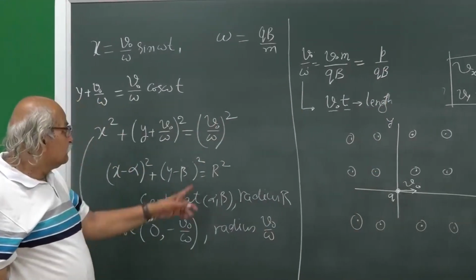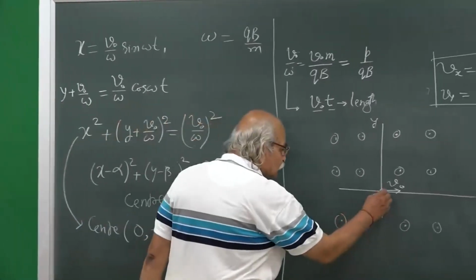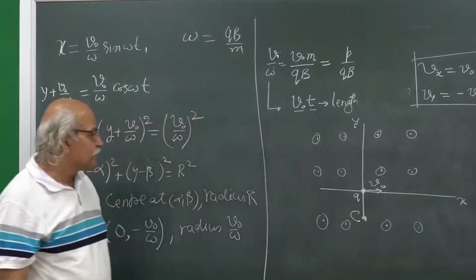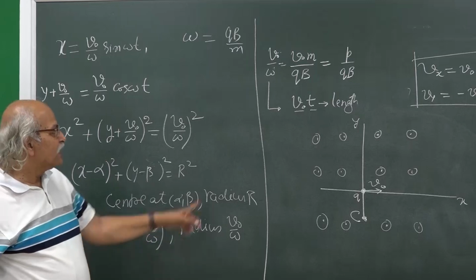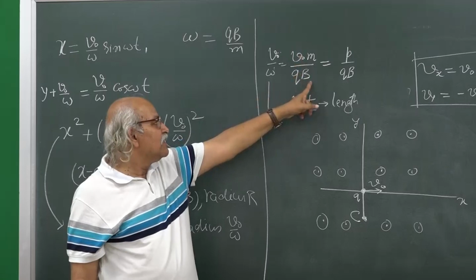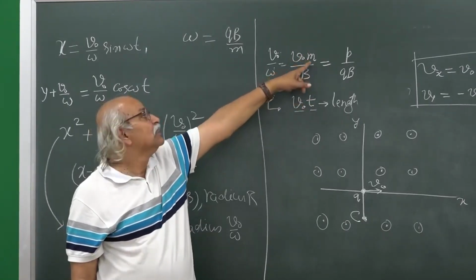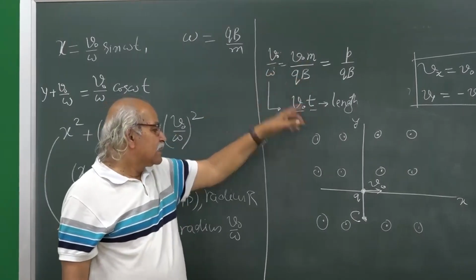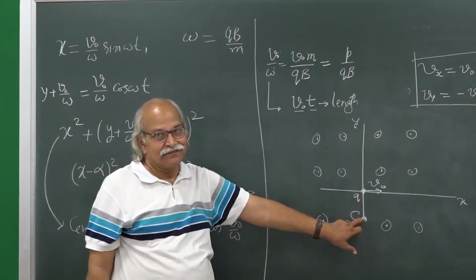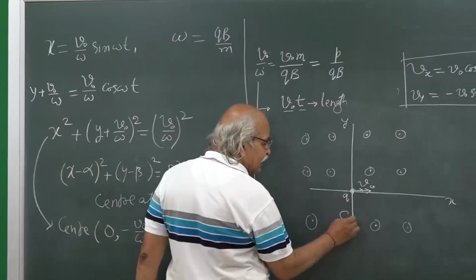So that is V naught by omega and minus V naught by omega. That means the center has to come somewhere here. Minus V naught by omega. You calculate what is V naught by omega. V naught is given to you, magnetic field is given to you, charge on the particle is given to you, mass of the particle is given to you. So you know what is V naught by omega. That much distance in the negative y direction, here is the center. And the particle is here and going in this direction.